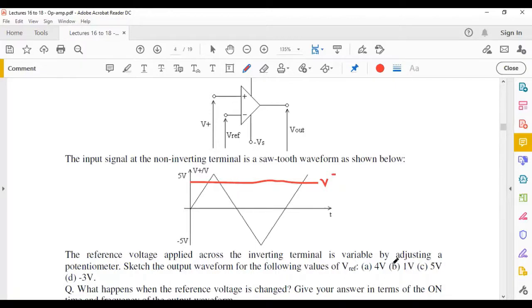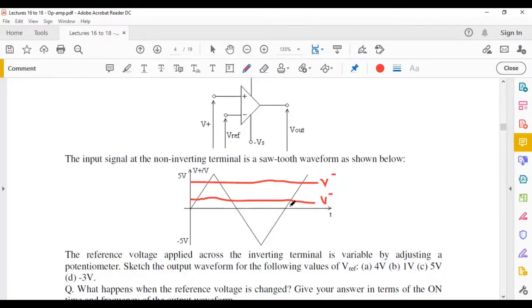Let's take a case where this is 1 volt. So now your reference is here. So you can clearly see if you set your V minus to 1 volt, you're actually having a large amount of time. So for this region here now, your signal would be at plus Vs, and this region here is going to be at minus Vs.